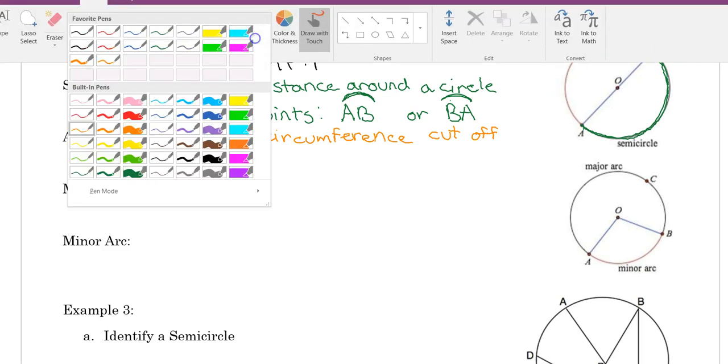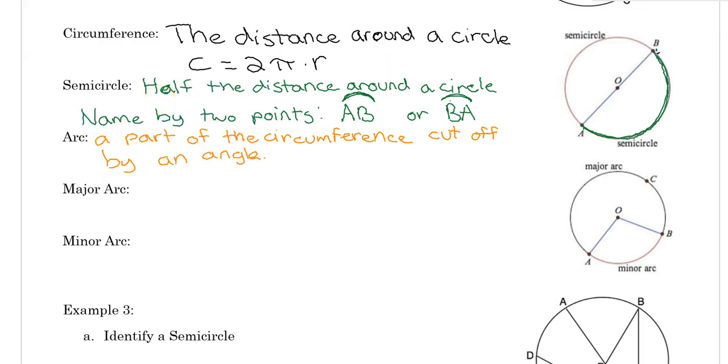So we have what we call a major arc. A major arc is an arc bigger than a semicircle. So it's more than halfway around your circle. So for example, if I start at A and I go all the way here, that is more than halfway around my circle.